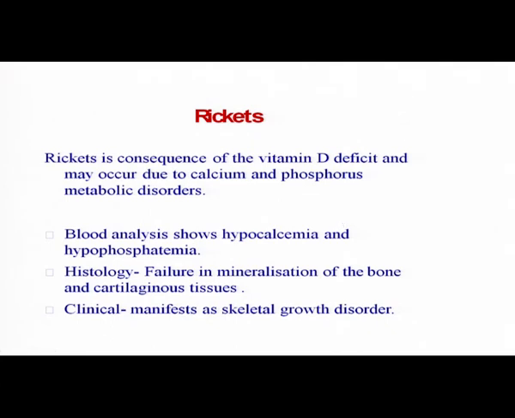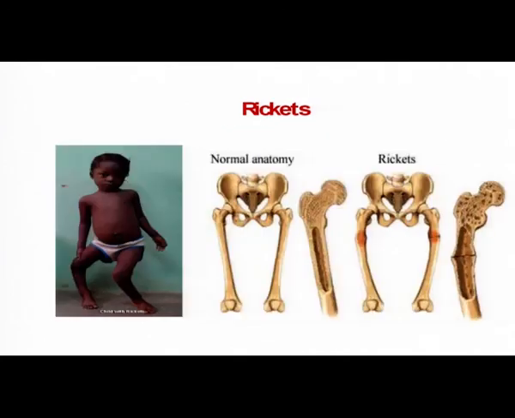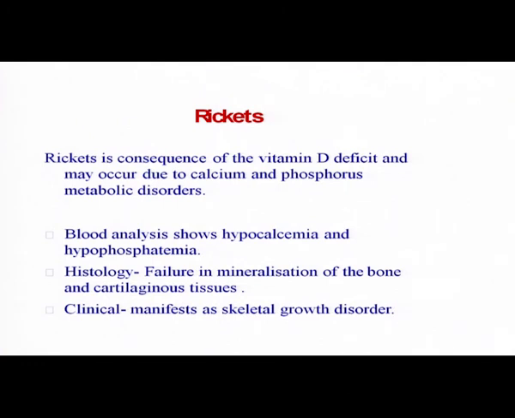So you see there, rickets is a consequence of vitamin D deficiency and may occur due to calcium and phosphorus metabolic disorders. One thing I want to mention: whenever we are talking about vitamin D, this rickets symptom that we saw just now, and have been discussing since the last session, you have to always be very sure it is a dual function: vitamin D, calcium and phosphorus.